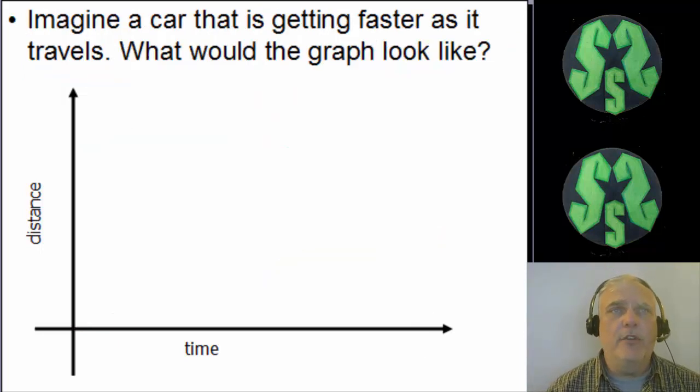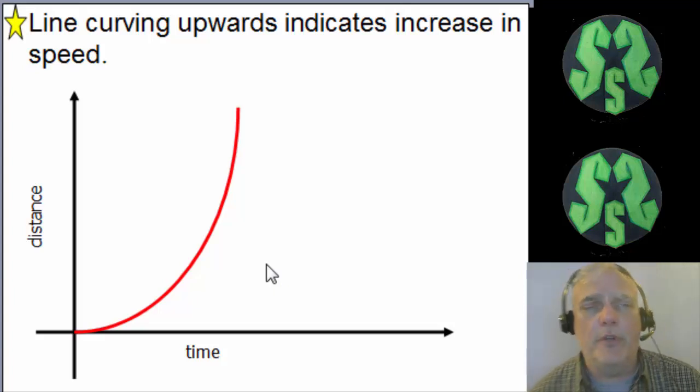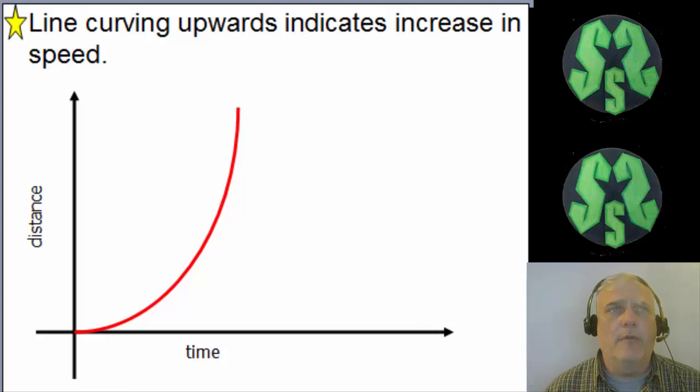Imagine a car that is increasing its speed as time goes by. What would the graph look like? Since the car's speed is increasing, the speed is not remaining the same. If the speed is not remaining the same, we know that it is not going to be a straight line. So that's kind of a hint for us. It's going to look like this. It starts off relatively slow, relatively flat, and then it starts going faster and faster and faster, and it's getting closer and closer to the vertical. This is a graph that shows the increase of speed of a car over time.